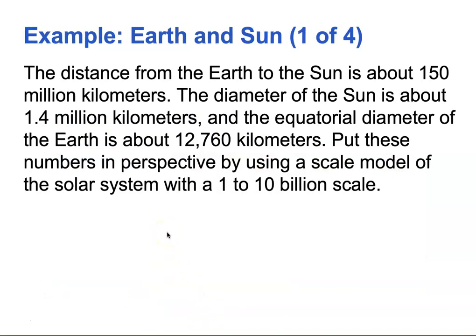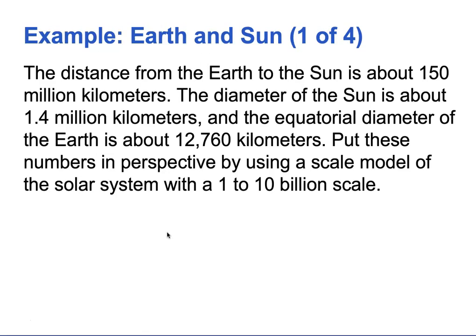Let's try an example using this. Earth and Sun. The distance from the Earth to the Sun is about 150 million kilometers. The diameter of the Sun is 1.4 million kilometers, and the equatorial diameter of the Earth is about 12,760 kilometers. Put these numbers in perspective by using a scale model of the solar system with a 1 to 10 billion scale.